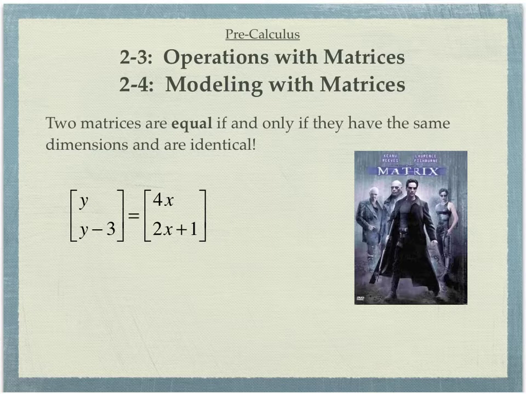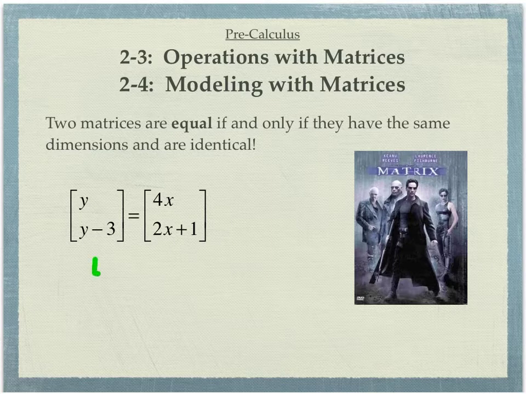First of all, we say that matrices are equal if and only if they have the same dimensions and are identical. So with matrices, you may remember we have rows and columns. Of course, rows going across like this and columns going vertically. We start out with some problems like this, trying to figure out what y and x might be equal. And the idea is that the corresponding parts have to be equal.